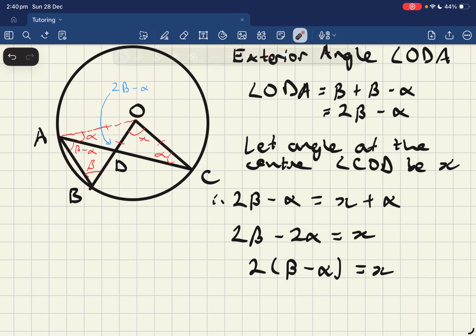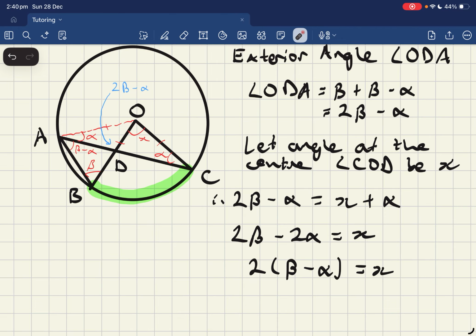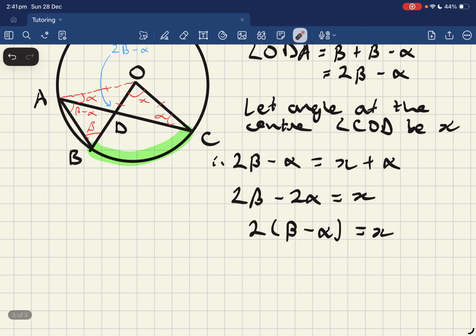Remember, the angle at the center is meant to be two lots of the angle at the circumference sharing the same arc BC. So the angle at the circumference is beta minus alpha. And the angle at the center, as we have shown, is two lots of beta minus alpha. So we have now shown that even in this particular case, which is a little uglier, the angle at the center is still twice the angle at the circumference.